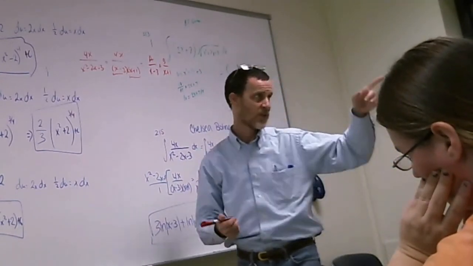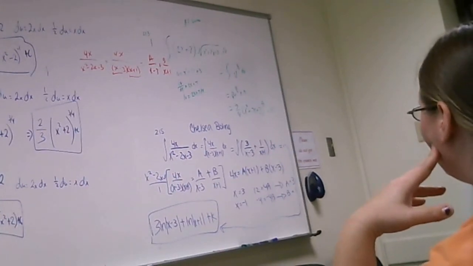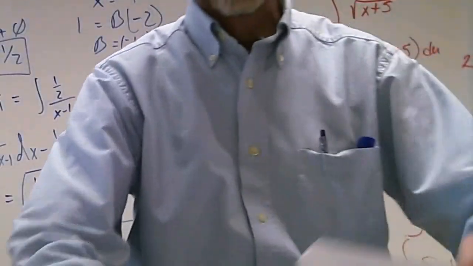Okay, so I'll answer your question. I'm going to say one more thing about 212 at the beginning of class next time, and then we'll keep rolling where we are, which is 216.